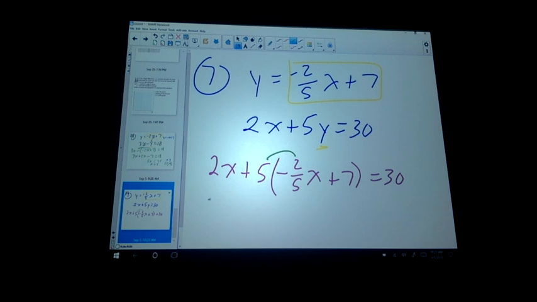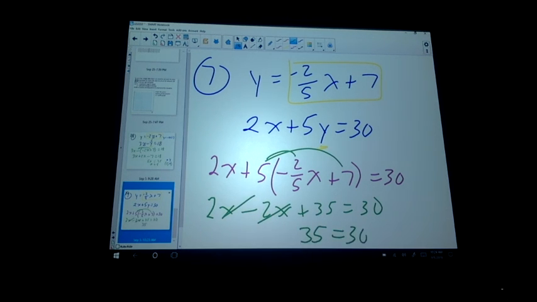Distribute here, so this is going to be 2x. If I distribute there, that gives me negative 10 over 5, which is negative 2x, and then plus 35. Equal to 30. Problem is those cancel out. So we found life's great secret, finding that 35 is actually equal to 30. Ew, that's nonsense. There's no solution. If we had graphed these on a grid, they would have been parallel lines, so they wouldn't have crossed each other.